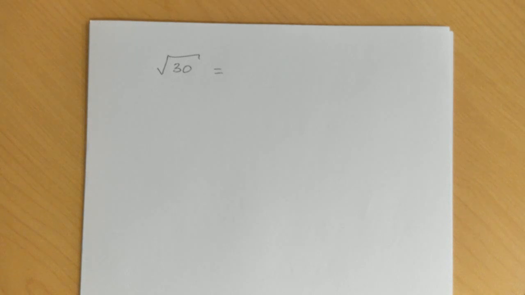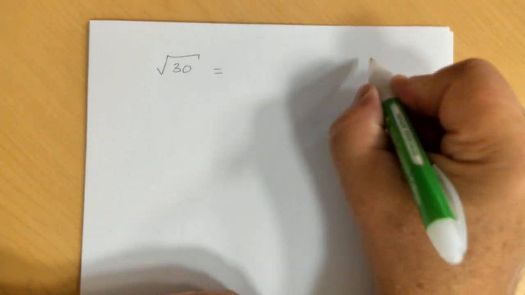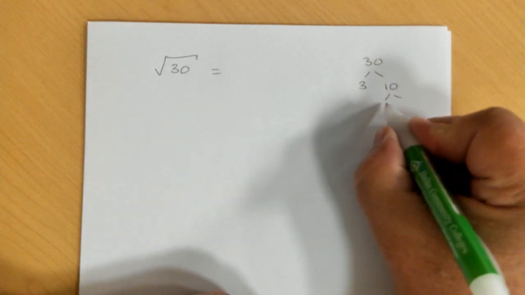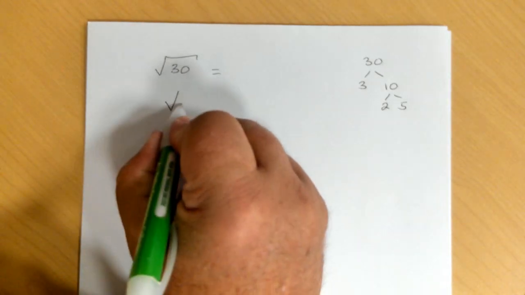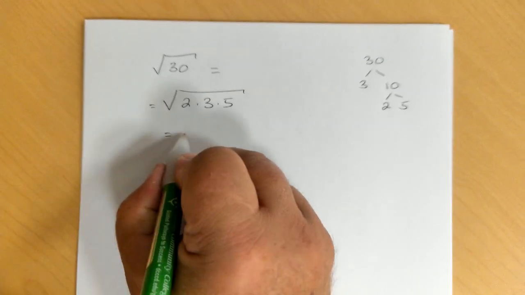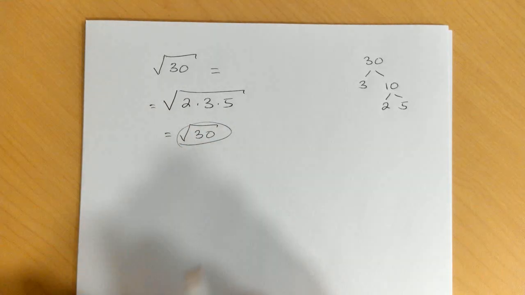Root of 30. Break down the number. What goes into 30? 3 and 10. 10 is made up of 2 times 5, so it's 2 times 3 times 5. Anything to be pulled out? Nope. So that's as far as it goes.